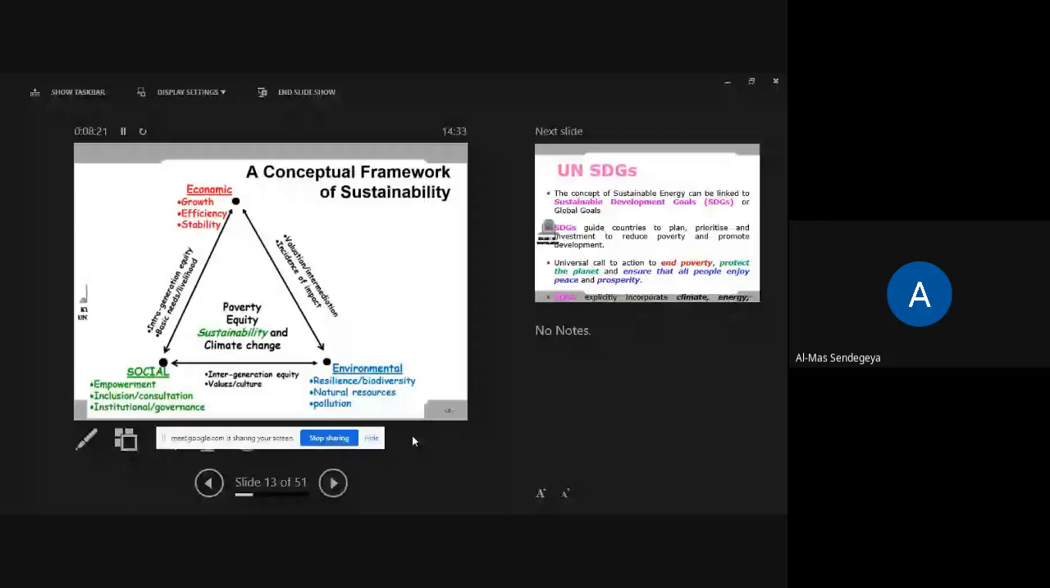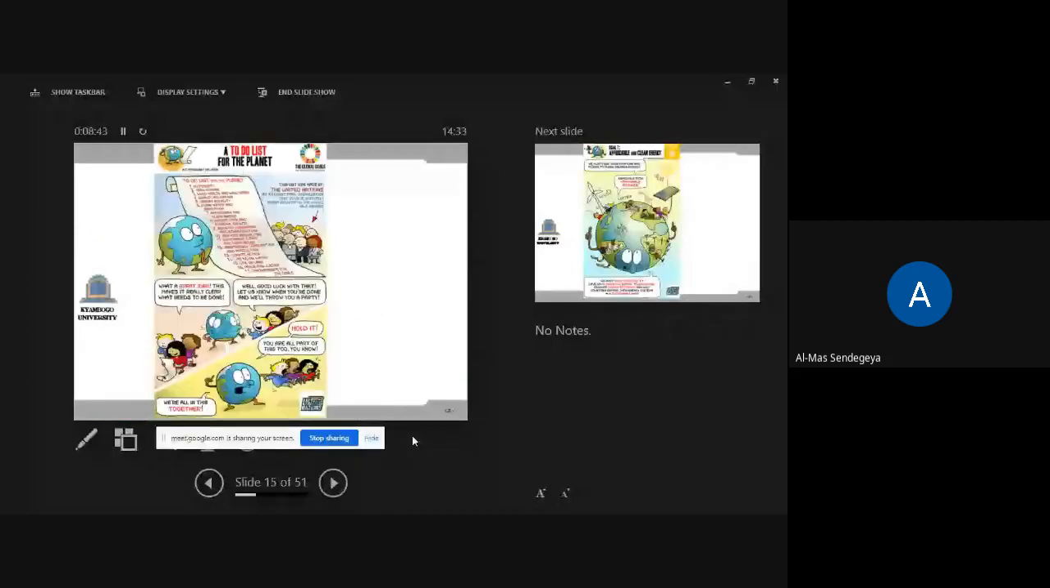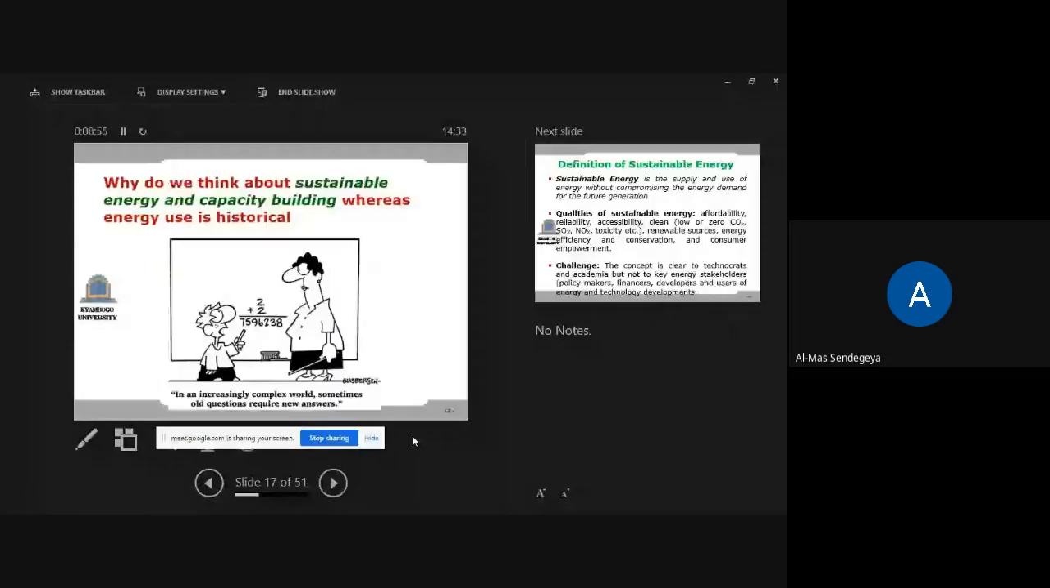I'll not go through the United Nations Sustainable Development Goals. If you want, you can get them from the internet. But what I want you to understand is that the Sustainable Development Goals are talking about that word, sustainability. The most important goal I want to talk about here is goal number 7. We need affordable and clean energy services, which must be. Why do we think about sustainable energy and capacity building?